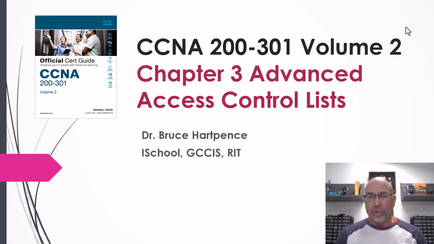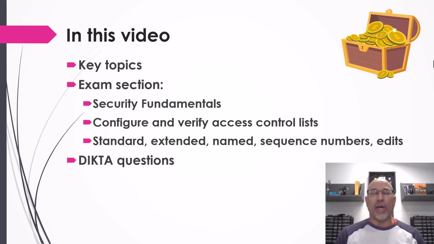We are moving through Chapter 3 in CCNA Volume 2, Advanced Access Control Lists, or what is sometimes called Extended Access Control Lists. This video will go over the key topics for the chapter. The exam section, of course, is Security Fundamentals, configuring and verifying access control lists. As a reminder, the access control lists we've been talking about are the standard, extended, and named access lists, and along with those we get sequence numbers and our ability to do a little bit of editing. And we'll polish off with the Do I Know This Already questions.